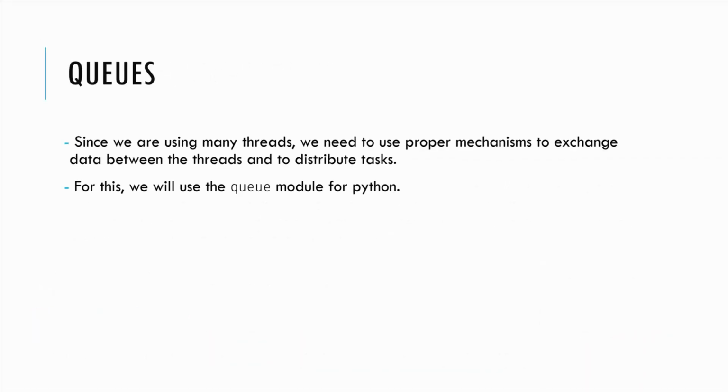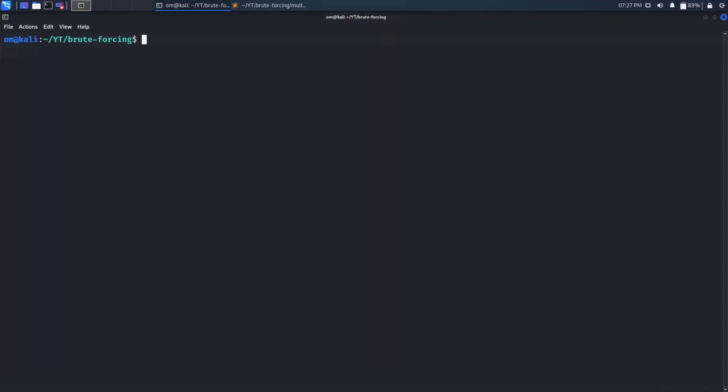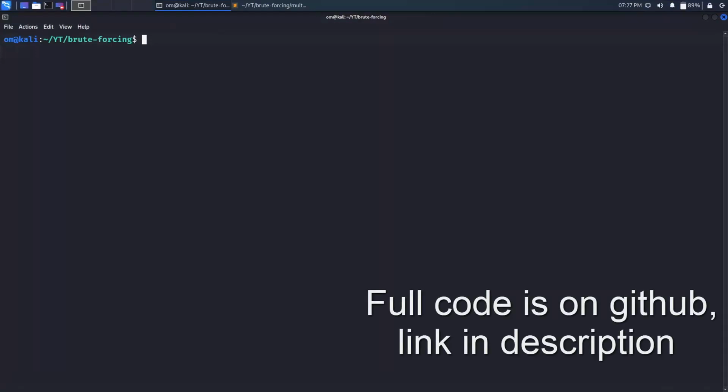Since we are using multiple threads, we need a way to pass data between the main thread and the other threads, for example, the username and the password to try. We need to be able to pass this to our worker threads. So in Python, we can use the queue module, which implements queues with proper locking mechanisms, which will enable us to share the data between the threads. So now let's start actually coding this.